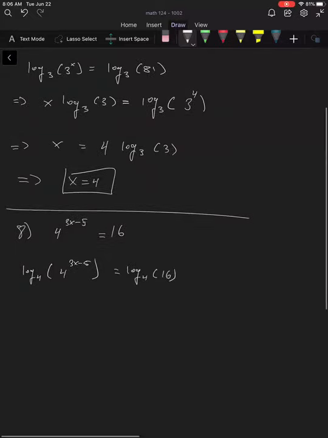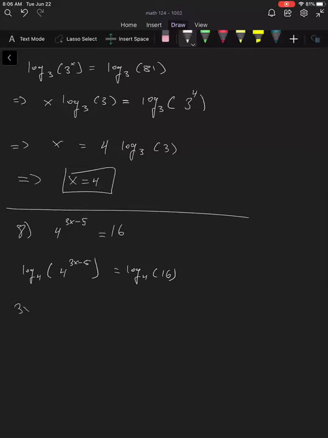So on the left-hand side, that power of 3x minus 5 can be written in the front. And we're left with log base 4 of 4. And on the right, we can rewrite this as log base 4 of 4 squared, since 16 is the same thing as 4 squared. So on the left-hand side, log base 4 of 4 is just equal to 1. So we have 3x minus 5. And on the right-hand side, that 2 is going to go in the front, and we're just left with log base 4 of 4, which is 1. So really, the right-hand side is just 2.